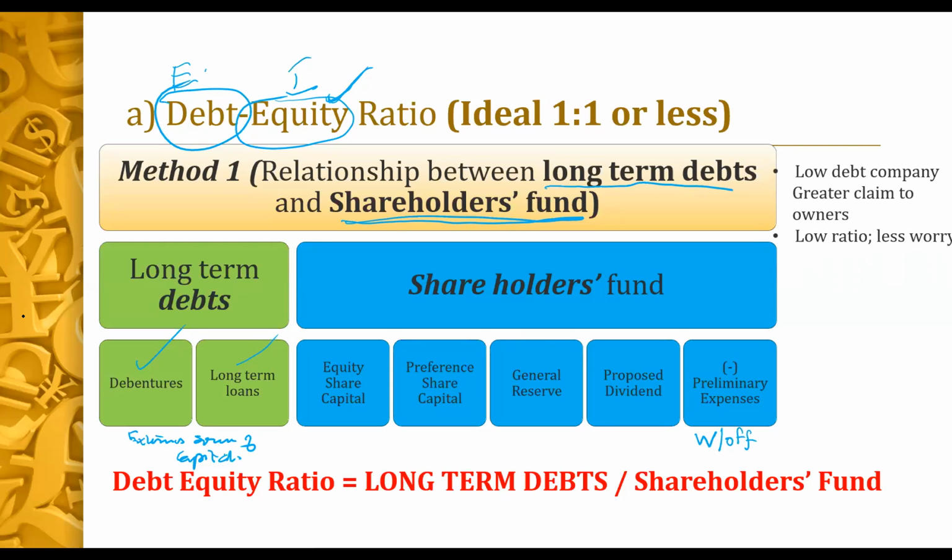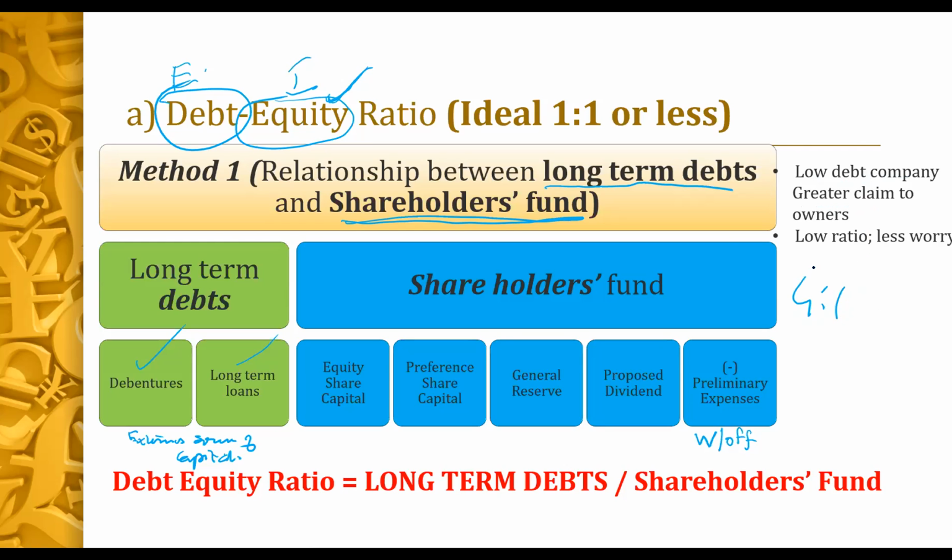So what I have said, I have written here. Low debt company means greater claim to owners, greater claim to profits. And what if this ratio increases? When this increases, it is said to be risky. What is the reason? Now the debt equity ratio is 4:1. This is highly danger. Anything over 2:1 or 1.5:1 is highly danger.